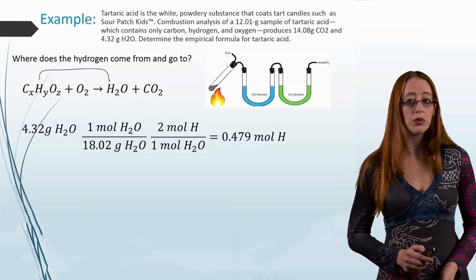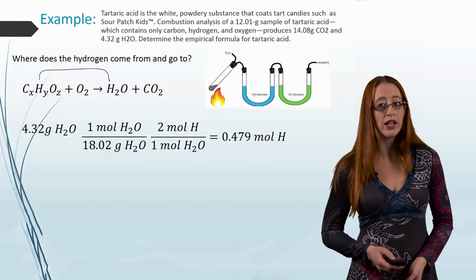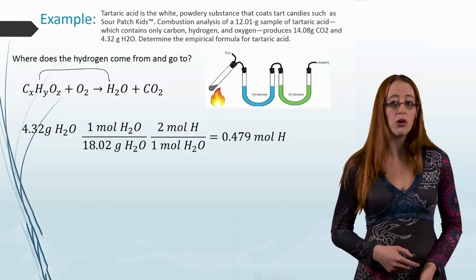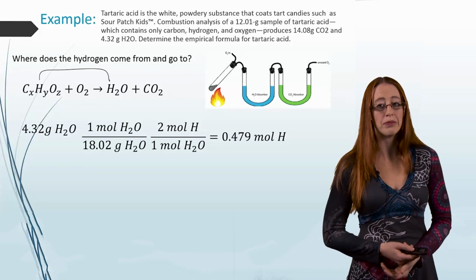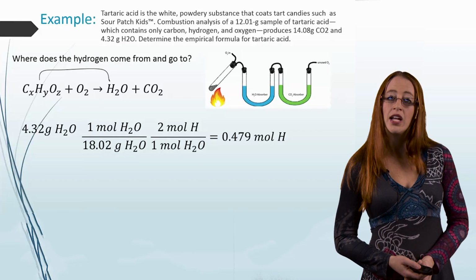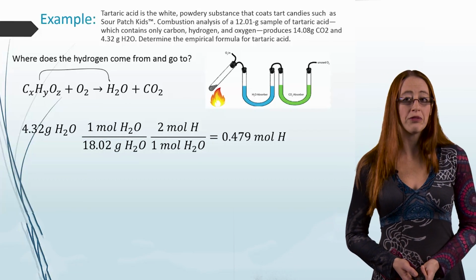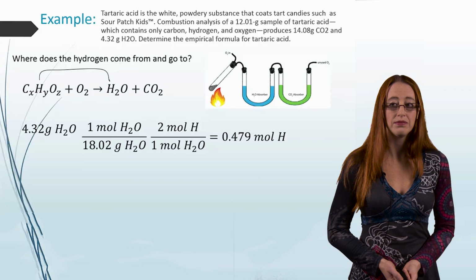And so when we do our mole ratio, we're going to put 2 moles of hydrogen on top to every 1 mole of water on the bottom. And if you don't remember to do that, then the problem becomes wrong. And so from here, we have 0.479 moles of hydrogen.